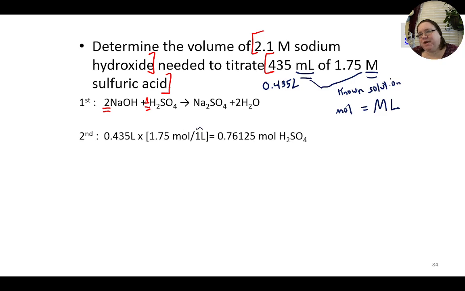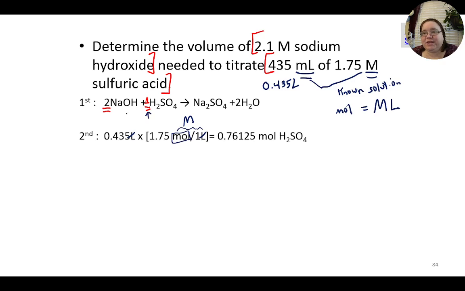Notice I switched my units here. I switched out that big M for moles over liters. That way I can visually see that liters cancels and we are left with moles. No, you don't need to do that. I just did that so that you can actually see how our units are canceling out. Handy dandy calculator: 0.435 times 1.75 gives me 0.76. So this is the moles of acid.